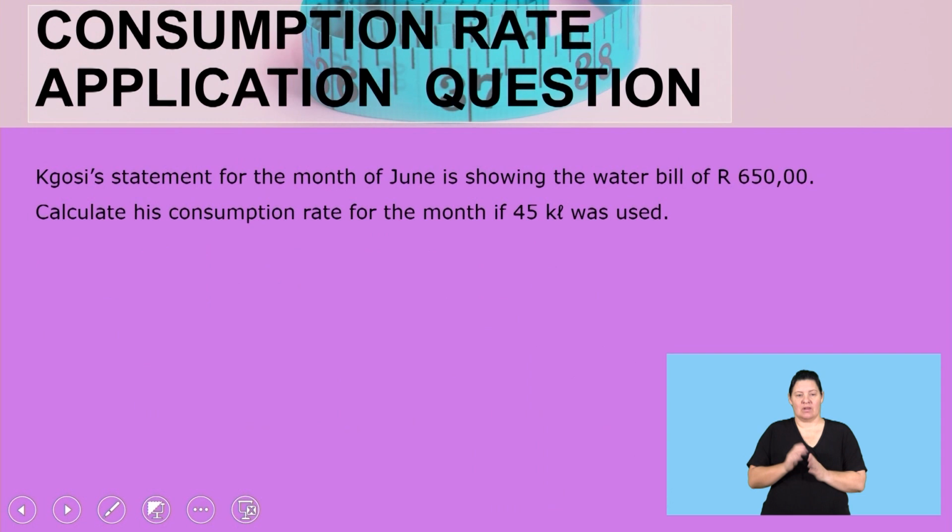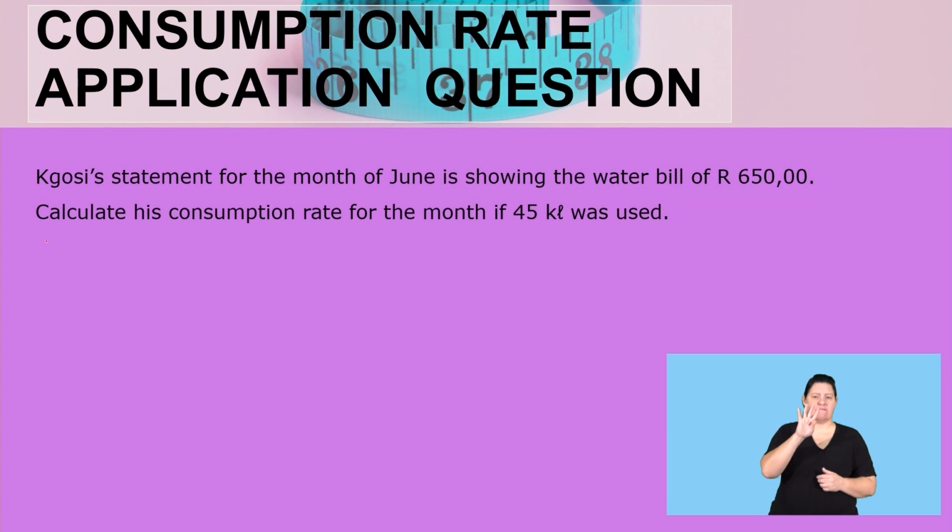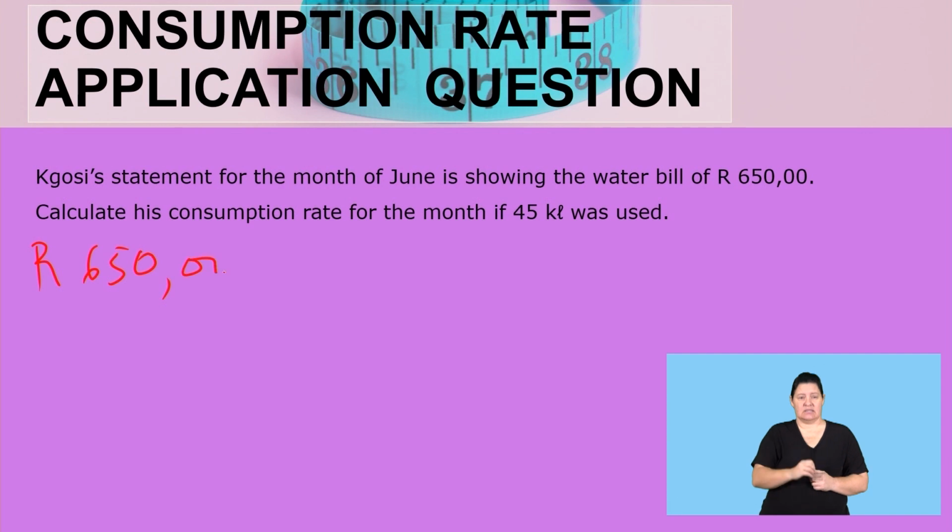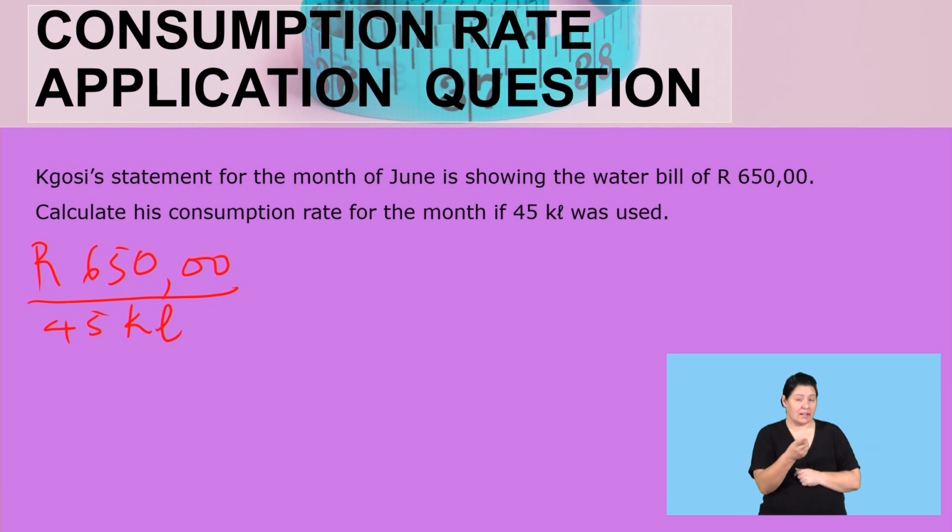So now let us move to the next question. Kgosi's statement for the month of June is showing the water bill of 650 rand. Calculate his consumption rate for the month if 45 kiloliters was used. So now we will take the cost, which is 650 rand, and then we divide this by 45 kiloliters. Remember, when we calculate the consumption rate, or any rate, it is the cost divided by the value which is given.